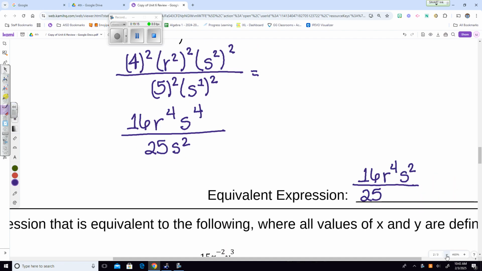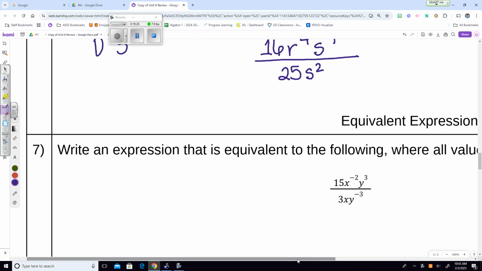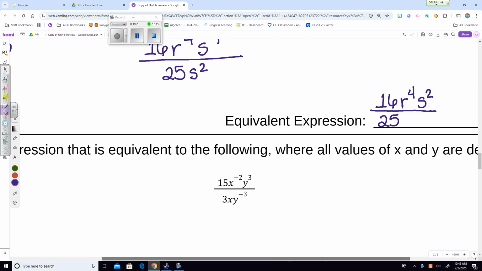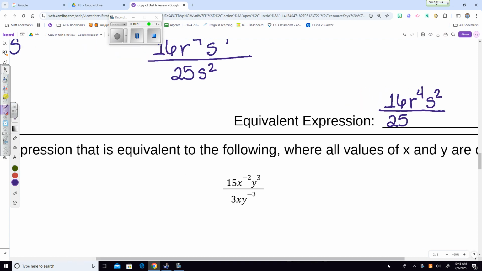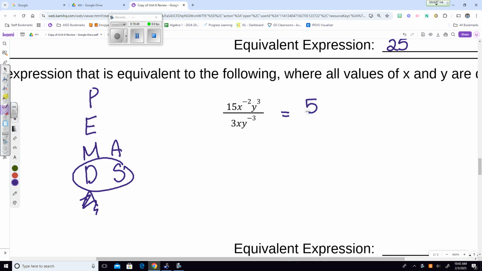All right. Take a look at the next one. So it says write an expression that's equivalent to the following where all values of x and y are defined. So we're dividing. Okay? So again, you have PEMDAS. And when you're dividing, what do you do? Subtract. The 15 over 3, you just divide. What's 15 divided by 3? 5. Very good. You have negative 2 x's on top, 1 on bottom. What is negative 2 minus 1? Negative 3.